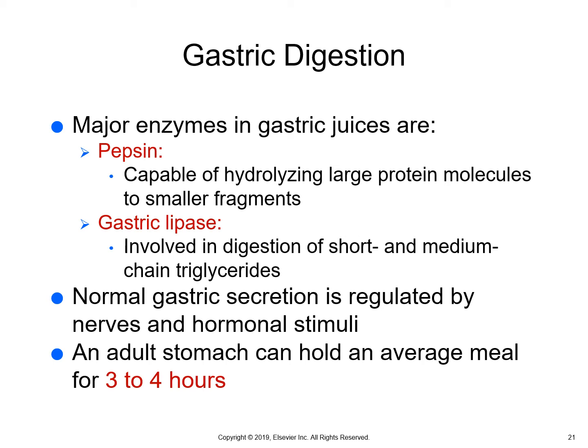Some of the major enzymes that we see in those gastric juices are pepsin. Pepsin is capable of hydrolyzing large protein molecules into smaller fragments. And then the gastric lipase is involved in the digestion of short and medium chain triglycerides, which are fats, hence the lipase. Normal gastric secretion is regulated by nerves and hormonal stimuli. And once we take in food, that food will stay in an adult stomach an average of 3 to 4 hours is the holding time in the stomach.